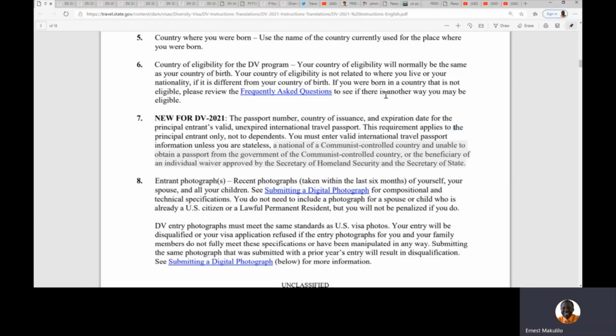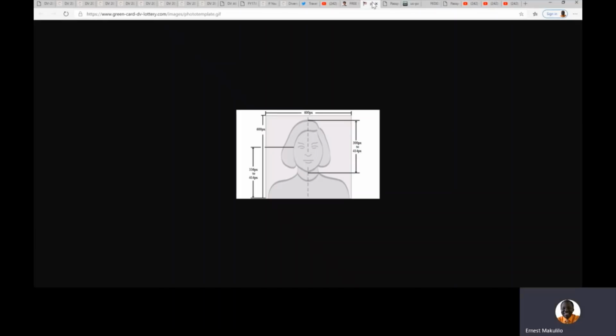Let me give the examples of some of these photos. This is the measurements. You can see they are supposed to be at least 600 by 600, like a square. You need to have a neck, and a little bit of shoulder, like this way.